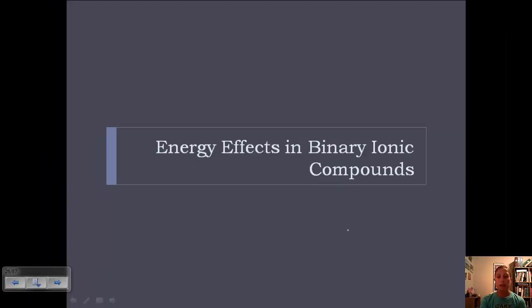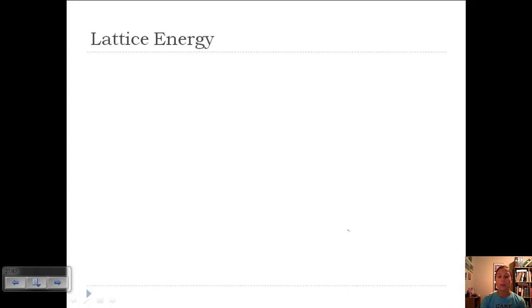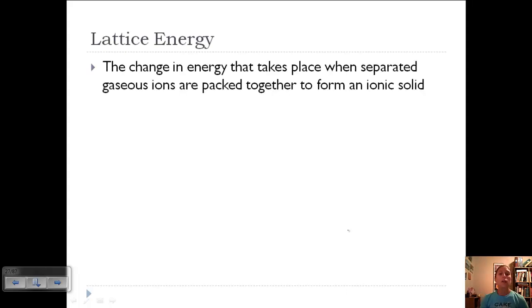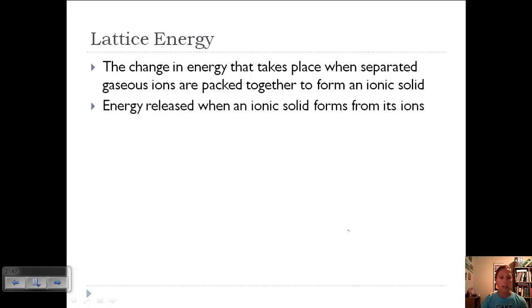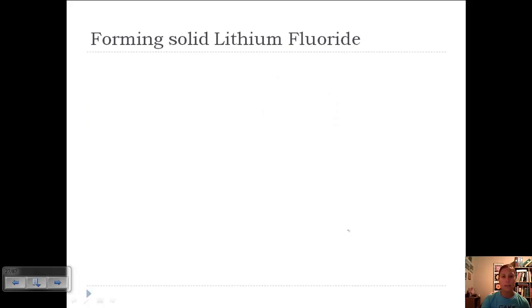Okay, so now let's talk about some energy effects involved with ionic compounds. The main thing we're going to talk about is lattice energy. This is the change in energy that takes place when separated gaseous ions are packed together to form an ionic solid. So we're taking ions by themselves and making them into a compound, or an ionic solid. Energy is released when an ionic solid forms, so that makes it exothermic, and so it has a negative sign.